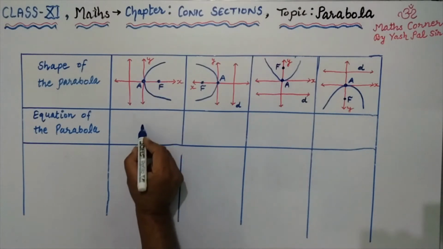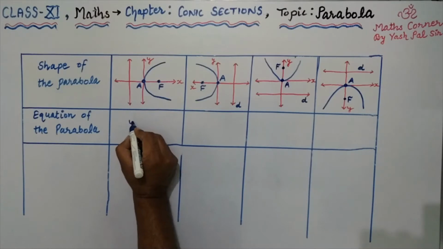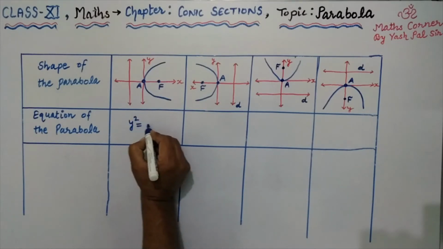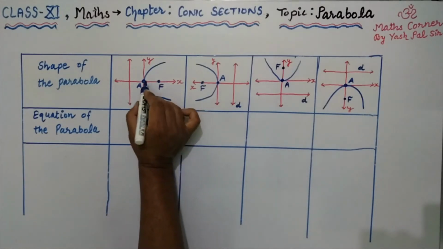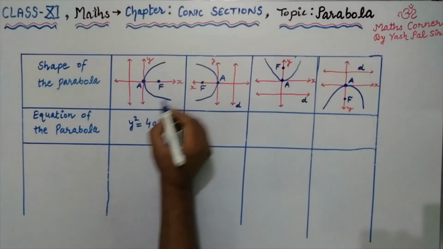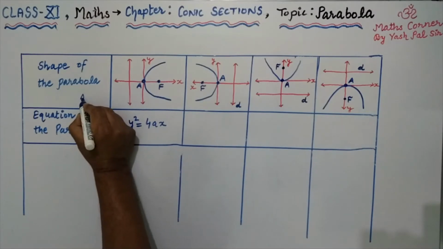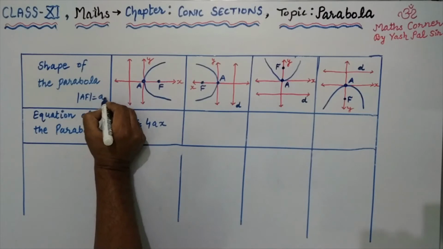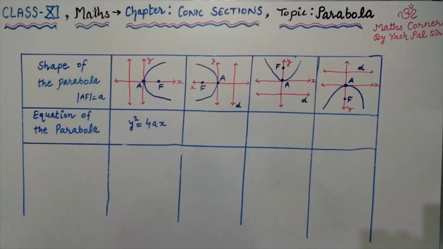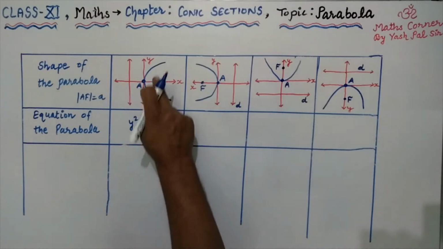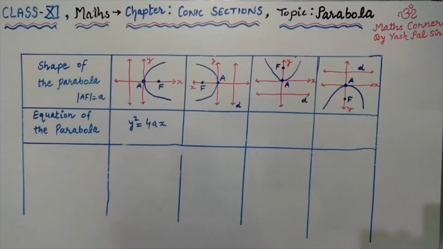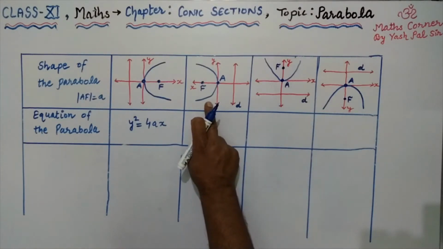This is the right-handed parabola, and the equation of the right-handed parabola is y square is equal to 4ax. Now what is a? A is the distance AF, A to F. This distance is equal to a, right? So y square is equal to 4ax is the equation of right-handed parabola.